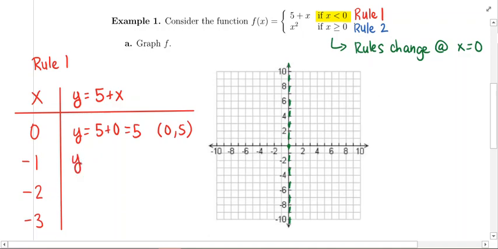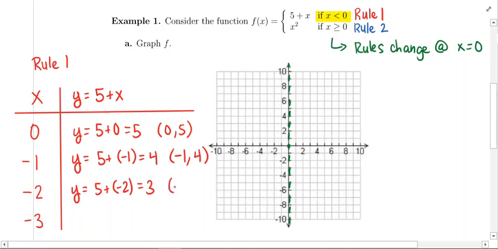Plug that in. We're going to get y is equal to 5 plus x, which is -1. 5 plus -1 is +4. So if x is -1, y is 4. Then plug in -2. Okay, so the y value will be 5 plus a -2, which is +3. So if x is -2, y is 3.